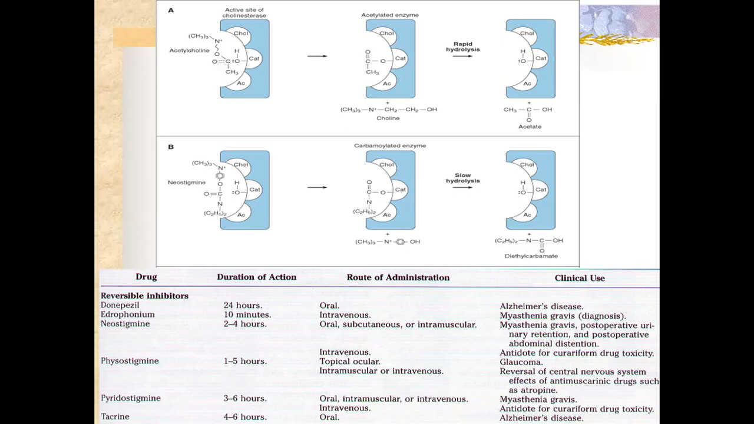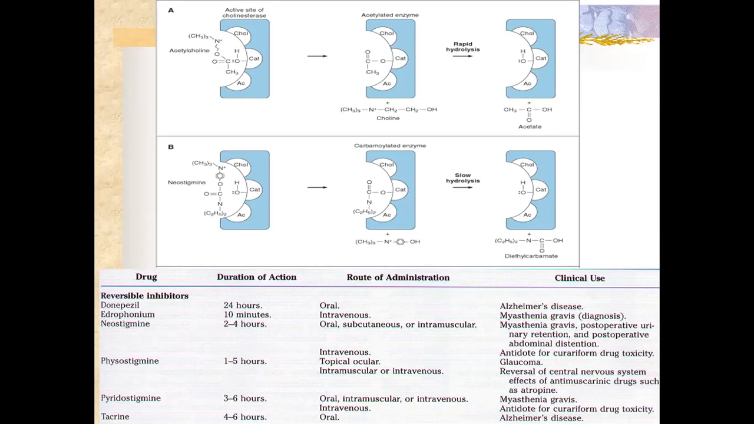It is used in the treatment of post-operative urinary retention and post-operative abdominal distension. Then physostigmine, the duration of action extends up to 1 to 5 hours. It is given intravenously as an antidote for curariform drug toxicity, topically for the treatment of glaucoma, and intramuscularly or intravenously for reversal of the central nervous system effects of antimuscarinic drugs such as atropine. In atropine poisoning, the antidote is physostigmine.